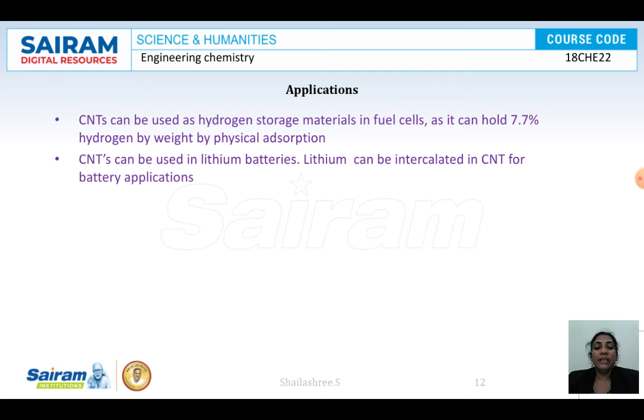Because of their high stiffness, CNTs can also be used as reinforcement in high strength and low weight composites. CNTs can be used for drug delivery within the body by placing the drugs in the tubes. They are also used in scanning probe microscopes.